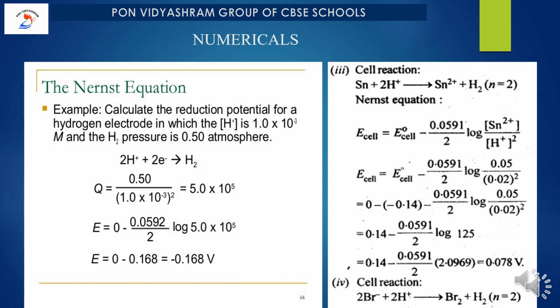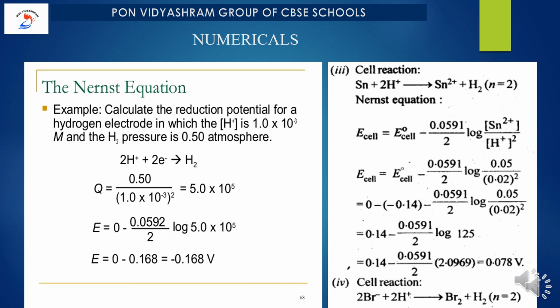Now, the first step is to write the complete half cell reaction. 2H+ gains 2 electrons to give H2. Please remember, N will be 2 here. So, calculate the K or Q value by substituting 0.50 divided by the concentration of H+. Here the concentration of H+ appears twice, so it will be the concentration of H+ squared, and the result is 5 into 10 power 5.